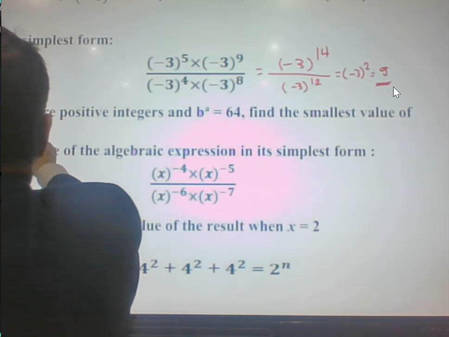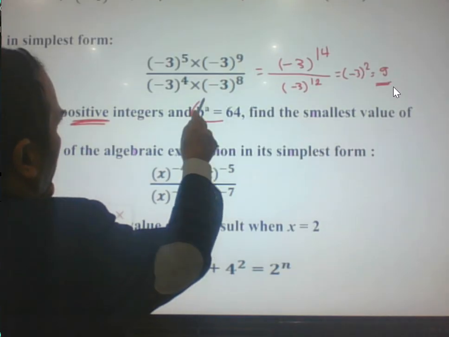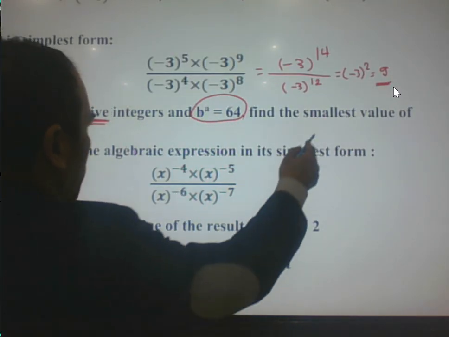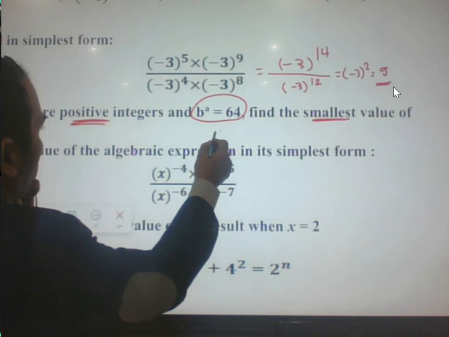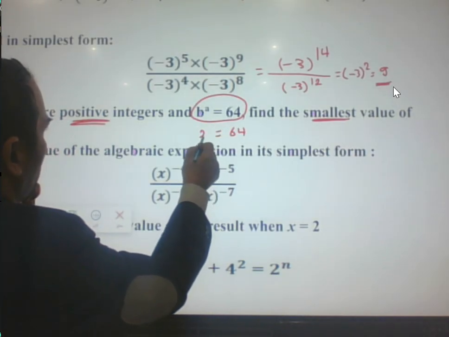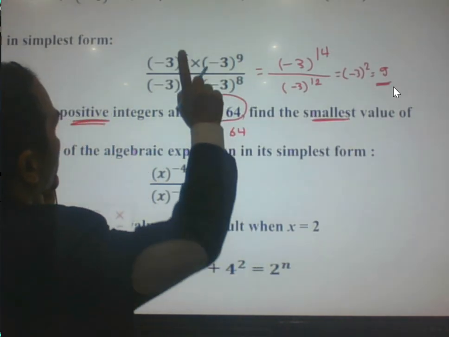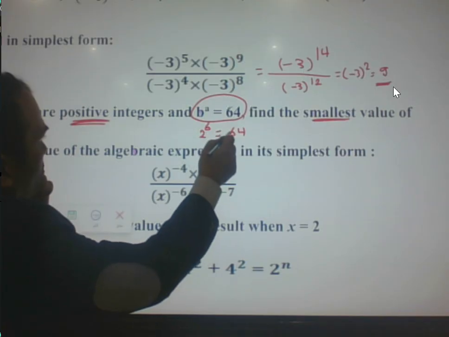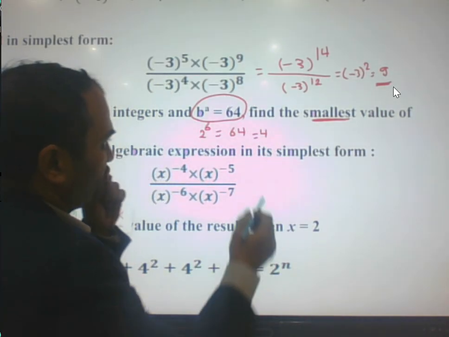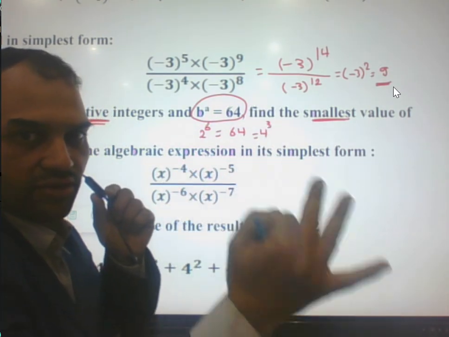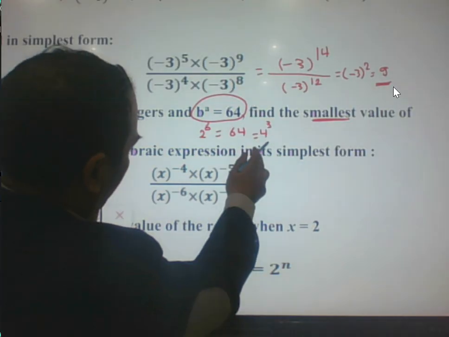Okay? Find a and b. If a and b are positive integers and b power a equals 64, find the smallest value of a plus b. Okay, b power a equals 64. We know 64 equals what? We can write 2 here, multiplied by itself. How many times? Do you remember 2 power 6? 2 power 6 equals 64. And also 64 equals 4 power 3. 4 times 4 times 4 equals 64. So you have 4 or 2.